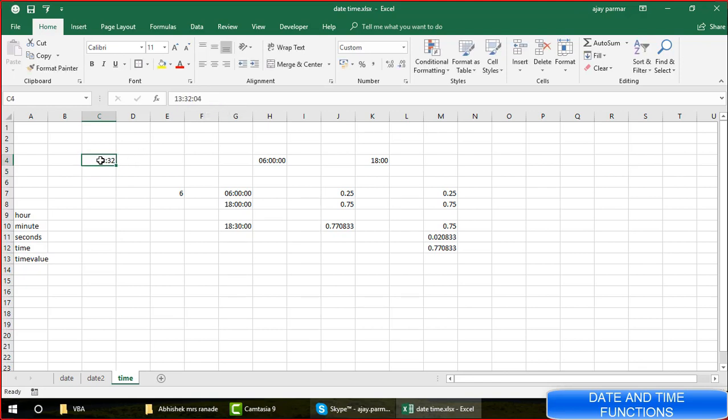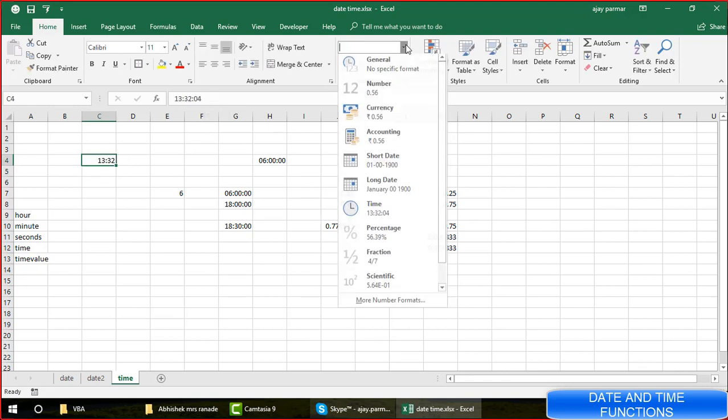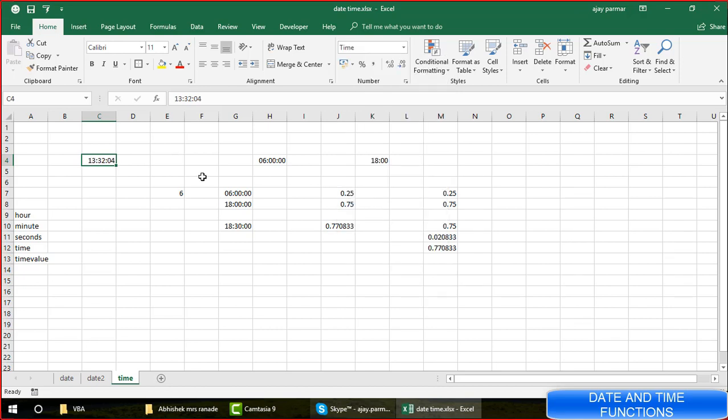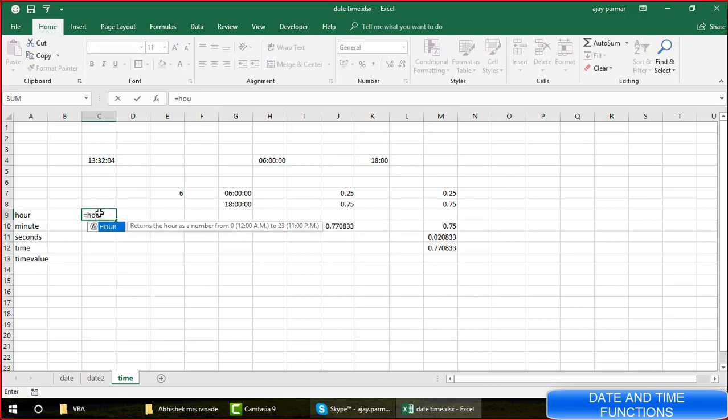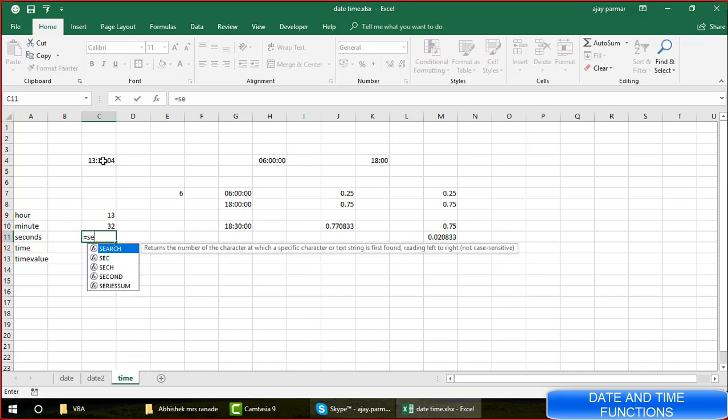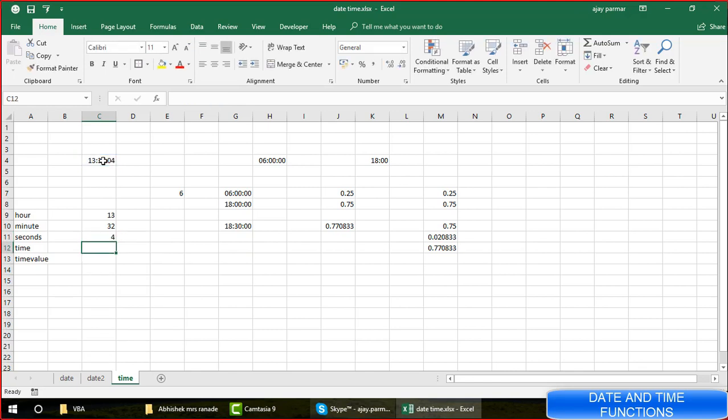Now I can go and change the formatting also. I want to see the seconds also, so you can use this one, or right click and you can do that as well. Anytime you are in a situation where you want to extract the hour, you can use the hour. If you want to get the minutes, you can use the minute. So minute is going to be extracted, and if you use the seconds, you can have the seconds. So 13:32:04, this is how it is.